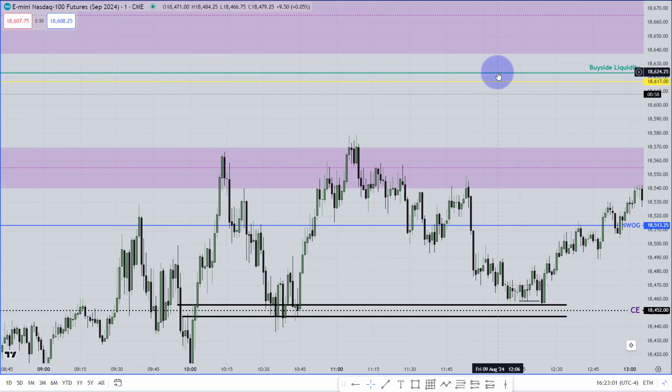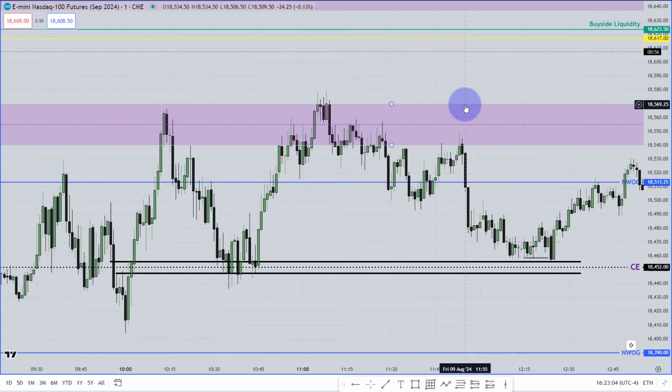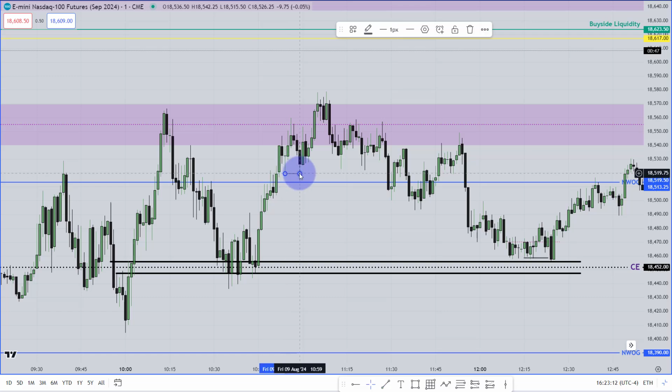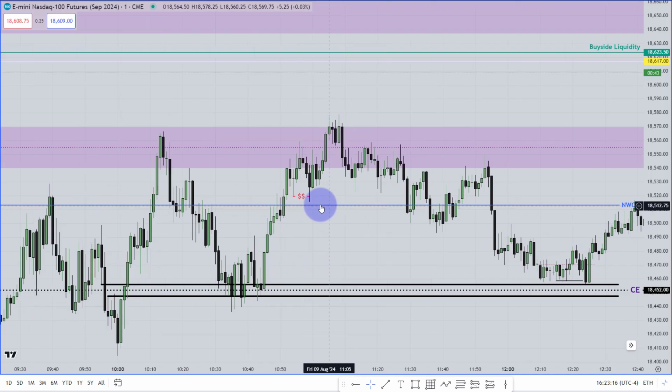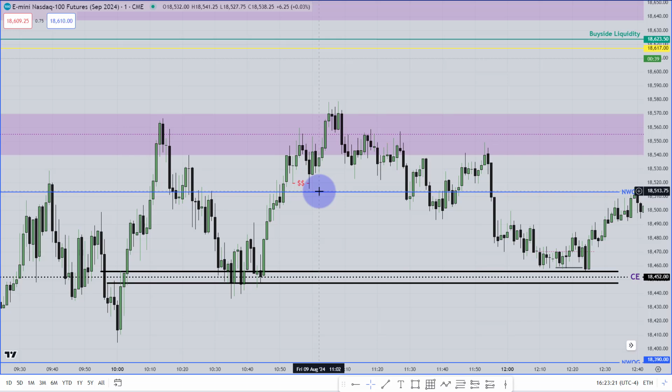Where is my buy side liquidity? This is my buy side liquidity. Now let's see what happened over there. What time is it? Around 11:06. Okay, so market has taken this low. That means I saw that market has taken the sell side liquidity above the new week opening gap high. Is there anything stopping me from taking that entry? No, there is nothing. So simply I can look for the setup over there.